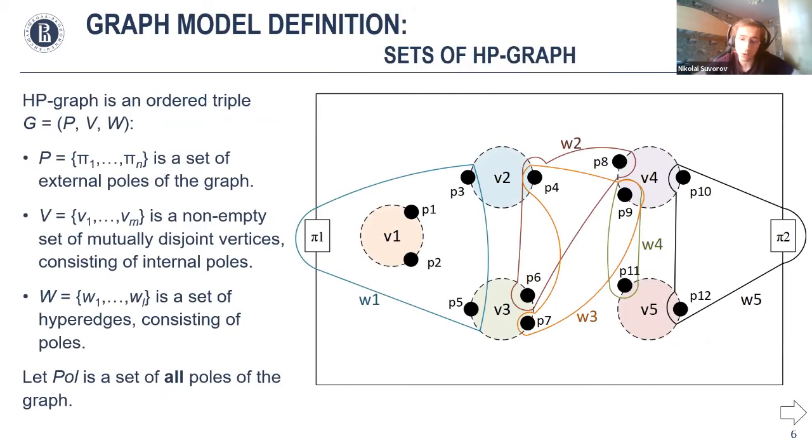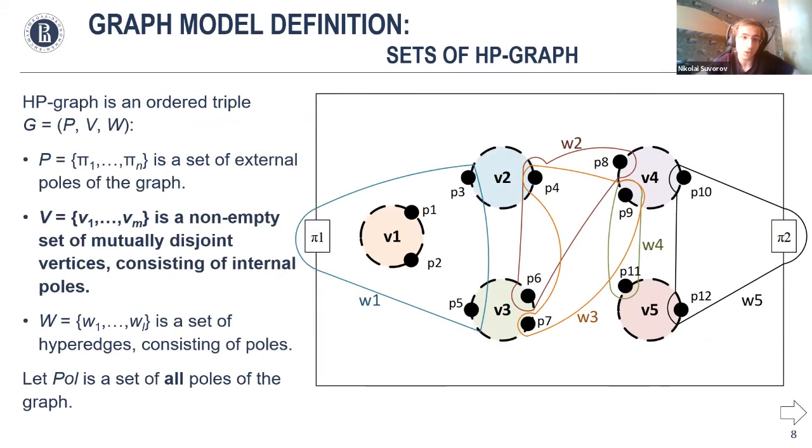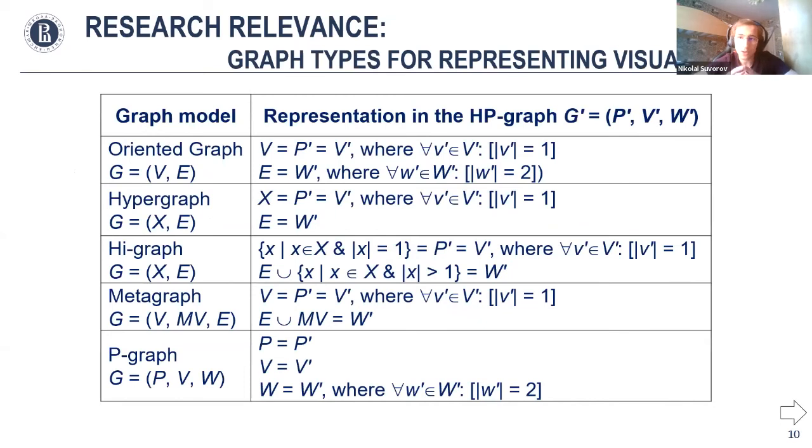An HP graph is an ordered triple, where P is a set of external poles of the graph, V is a non-empty set of mutually disjoint vertices consisting of internal poles, and W is a set of hyperedges consisting of poles and links. Visual languages can be represented as various types of graphs, including oriented graphs, hypergraphs, high graphs, metagraphs, and p-graphs. But the HP graph model unites the expressive possibilities of all these types of graphs, and thus it can be used for building more complicated models than those which can be built with these models. Moreover, algorithms designed for these graph types, particularly model transformation algorithms, can also be implemented on HP graphs.